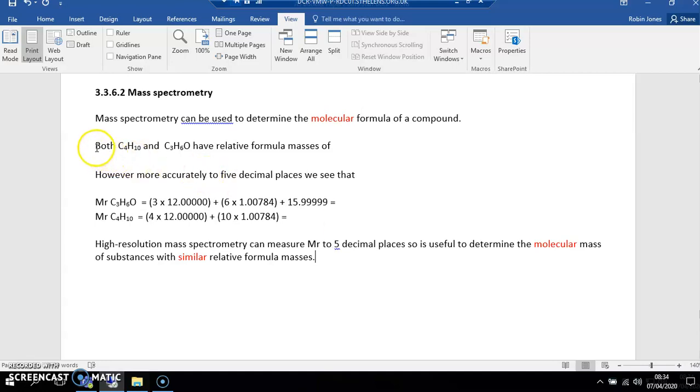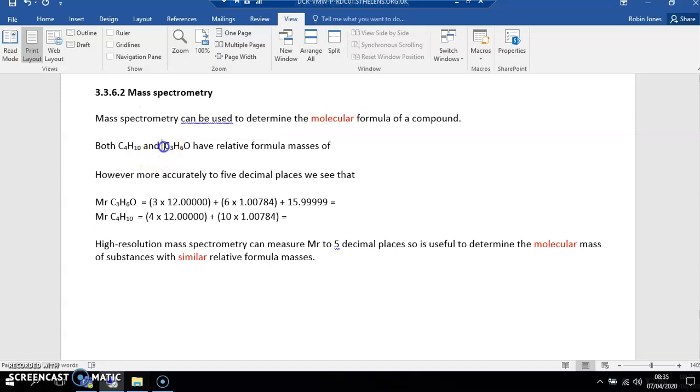So we've got C4H10 and C3H6O. I want you to determine what the relative formula masses of each of those are to no decimal places. So using carbon as atomic mass 12, hydrogen as atomic mass 1, and oxygen as atomic mass 16. So what is the relative formula mass of C4H10? That's 4 times 12 and 10 times 1.